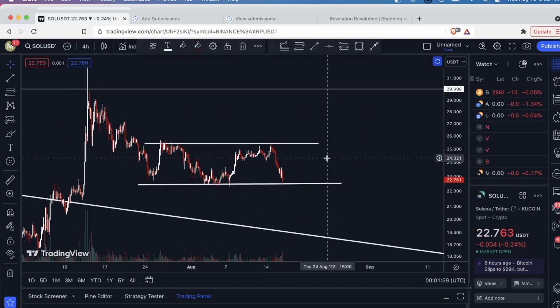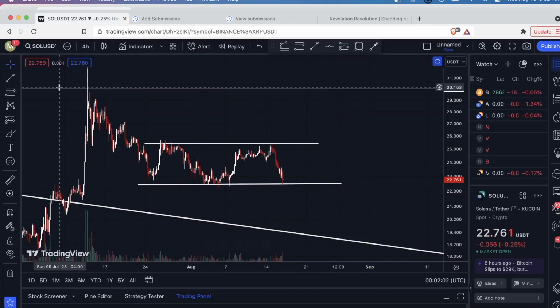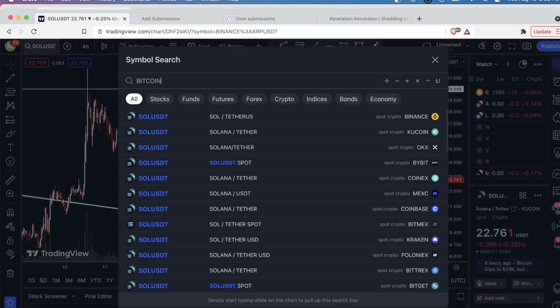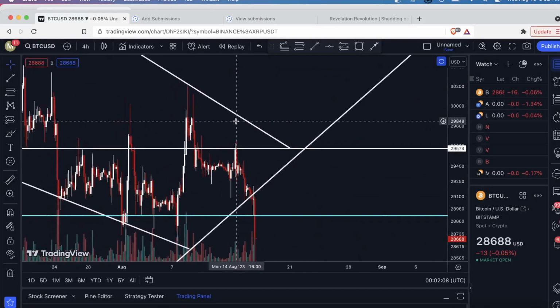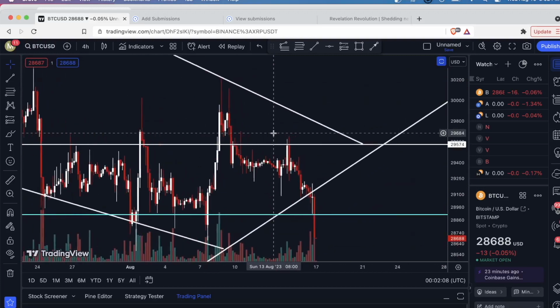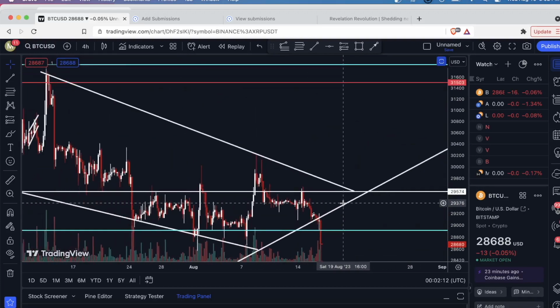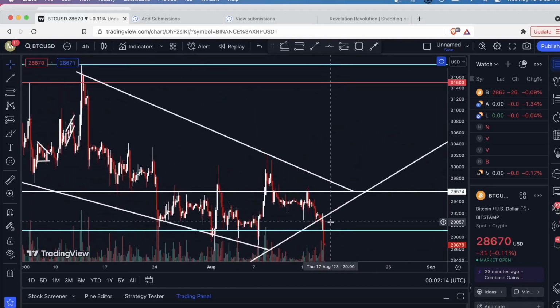Now, what makes this a little bit risky is the daily candle just closed. If I flip this over and take a quick look at how Bitcoin closed, guys, this is not good. This is a very bad close for Bitcoin. I did a Bitcoin video the other day, and I said that I don't want to see a daily close below this 38.2 line here.